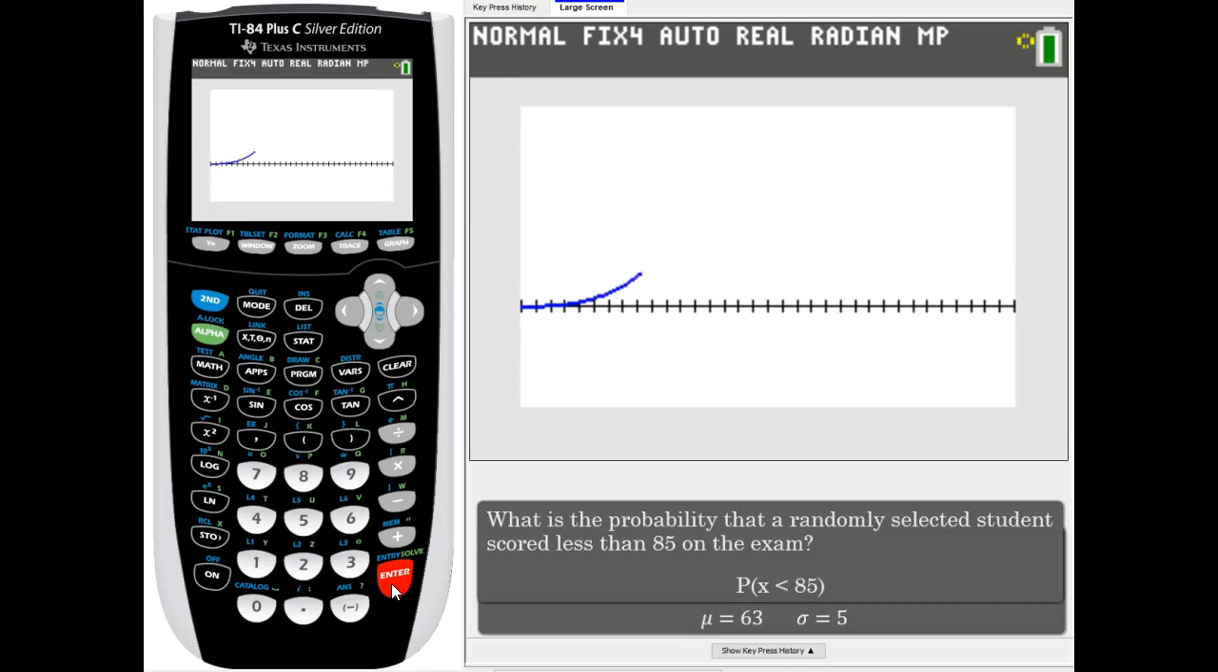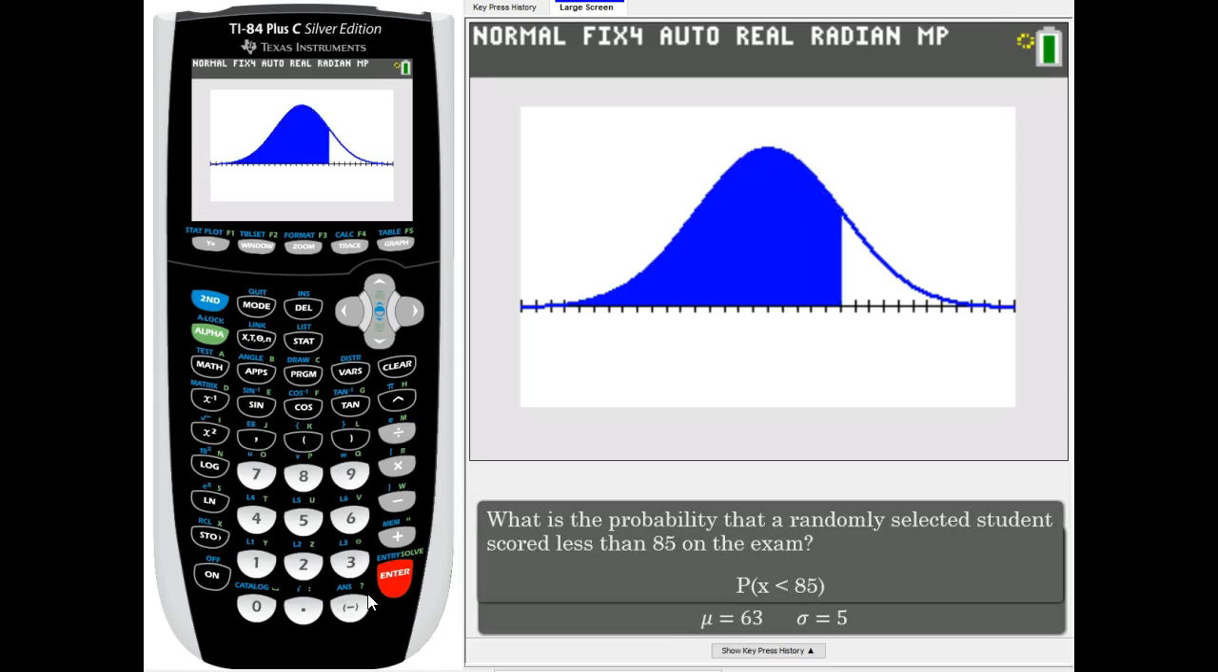Now I didn't draw the normal curve first, so you can see that the shade draw does draw the curve as well. And now it's shading it. Wow. So it shaded everything. In fact, my area is 1, so the probability is 1.00.